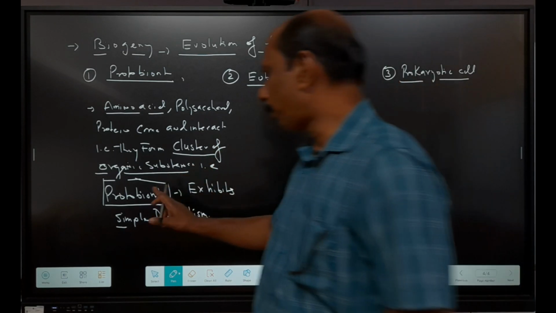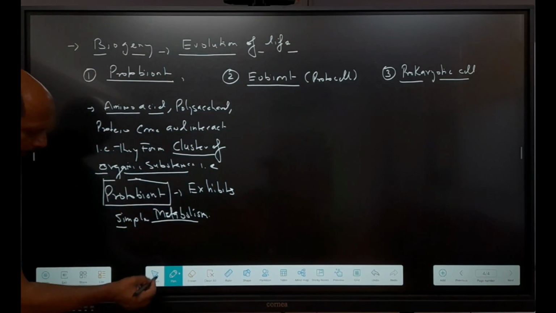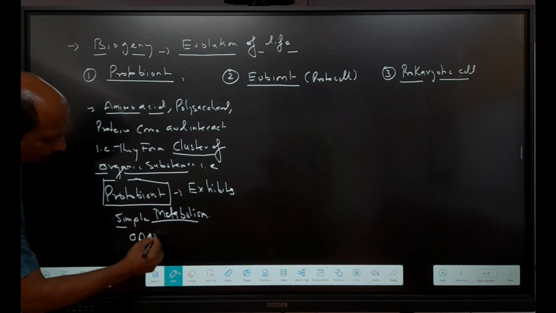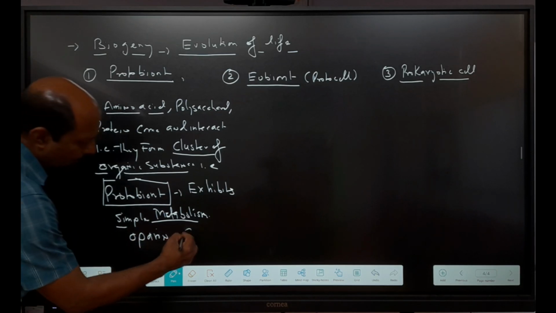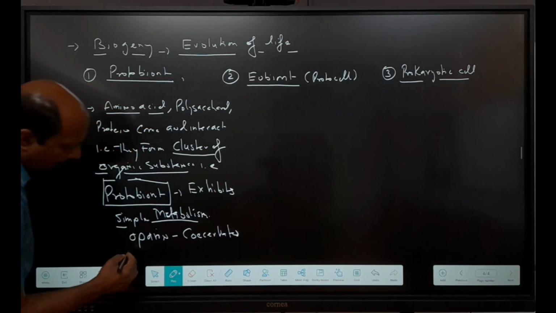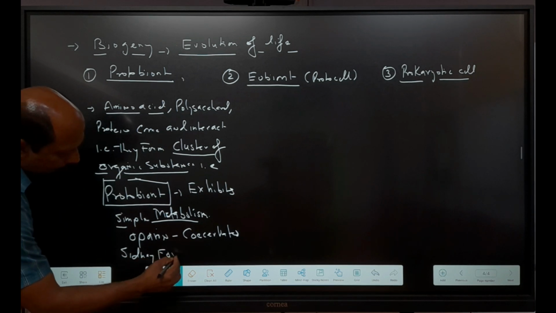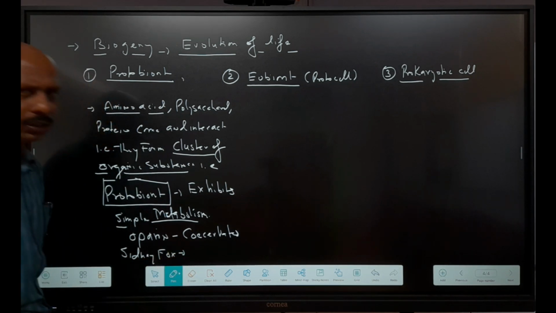When we consider the protobiont, we have two scientists, as I already told you. One is Oparin. Oparin observed coacervates. Another one is Sidney Fox. Sidney Fox observed microspheres, right?